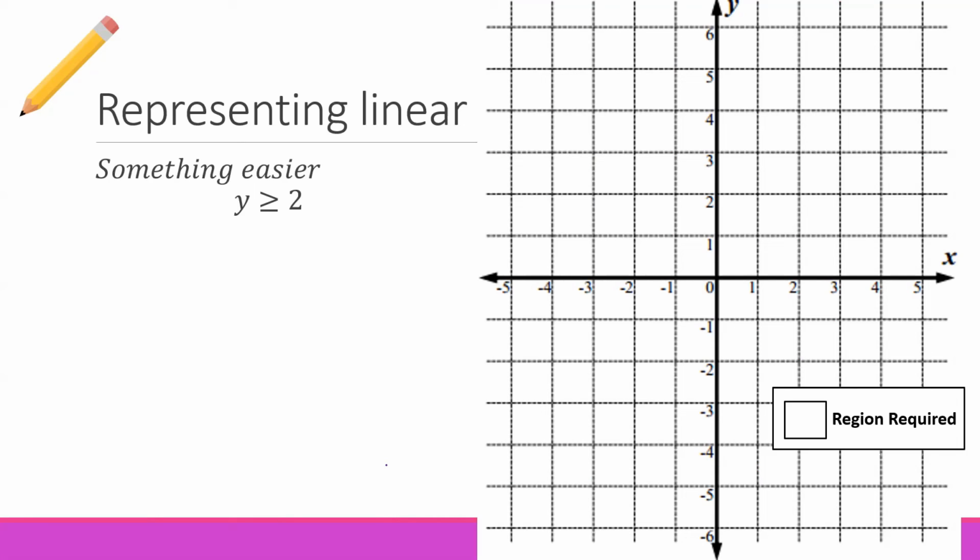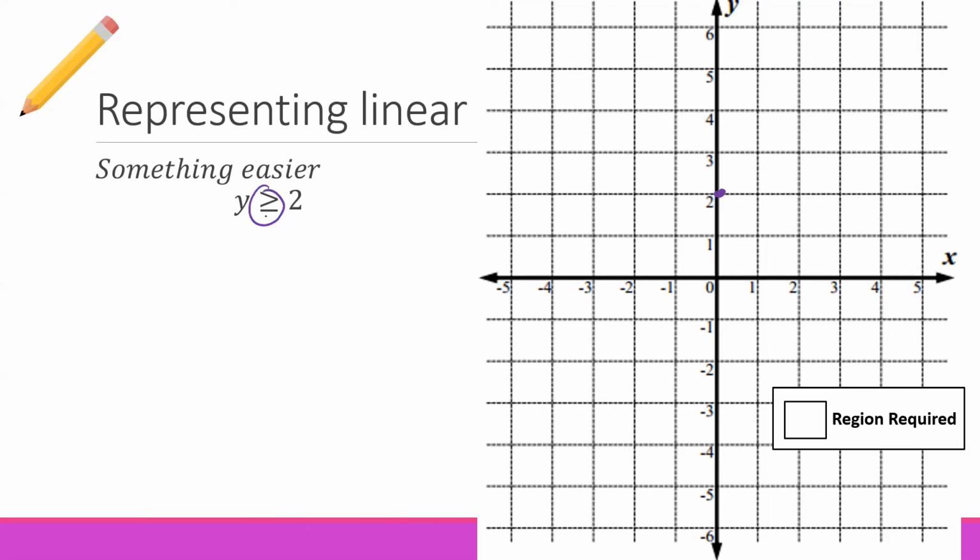All right, here we go. In this question, it says y is greater than or equal to 2. So how do we draw that? It's a little bit different to the other ones. The other ones had 2 points. This just has 1 point, which actually makes it even easier. Well, where is 2? Y equals 2 is here.